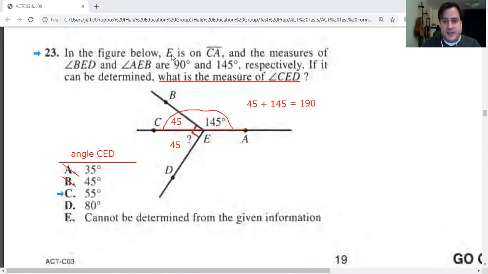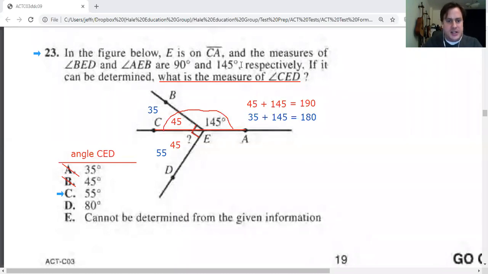Now, let's use a different color here. Let's pretend that angle CED is 55. Now, if I change that to 55, it means that angle BEC, well, they're going to have to add up to 90. So that's going to have to be 35. Now, if you add 35 and 145, you get what you're looking for, which is 180.